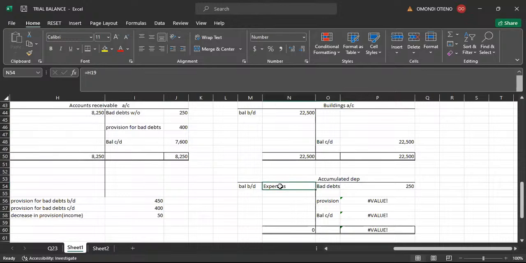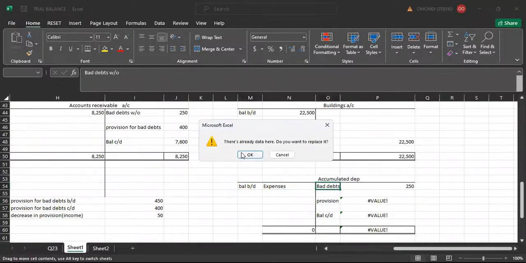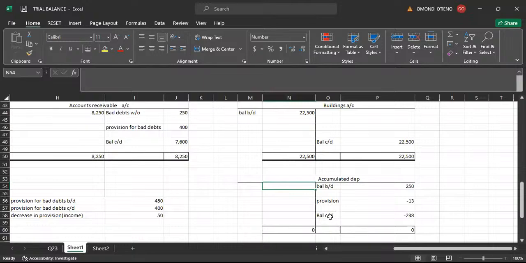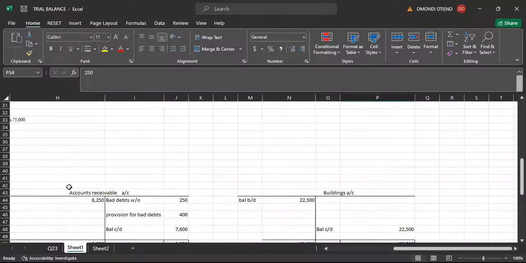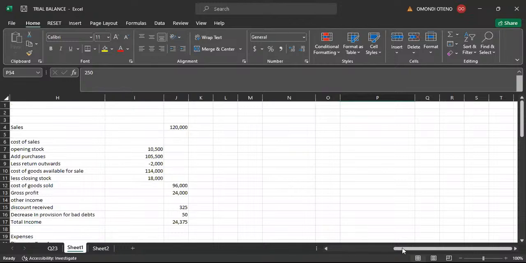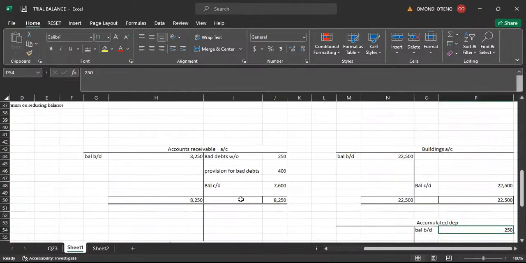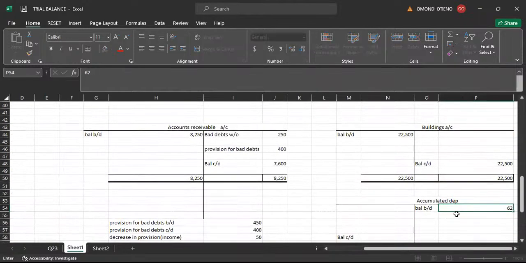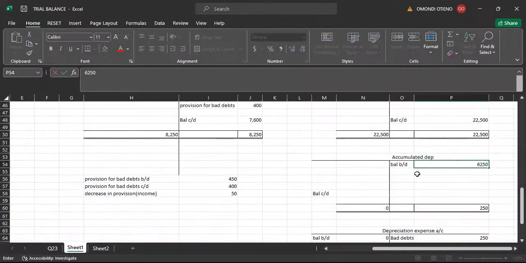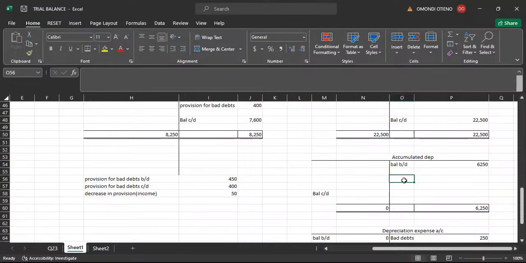But then balance brought down at the beginning of the year of accumulated depreciation, we said yesterday that it should not be on the debit, but should be on the credit side. So balance brought down there should be equal to what is given up here. Let's see. The balance brought down for the accumulated depreciation as at 1st of April 2022 is 6250. So I simply come down here and indicate my 6250. From this 6250, I should be able to get the depreciation expense for the year.